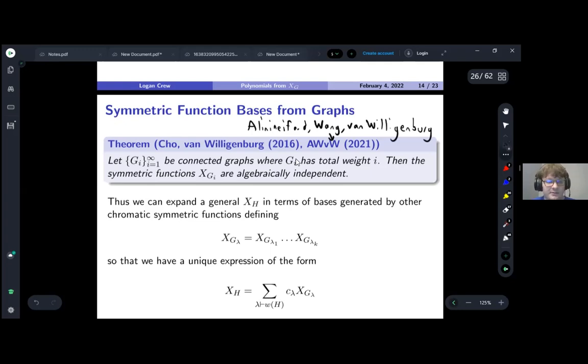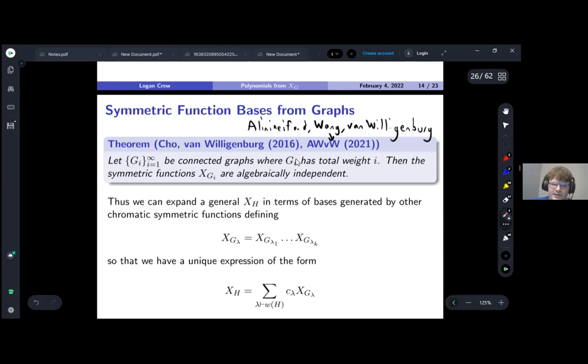We clearly need graphs to be connected. If they're not connected, then they factor as a product. But if we have a family of connected graphs, one for each positive integer, and where g_i has total weight i, then in fact their chromatic symmetric functions are algebraically independent. We kind of would hope this would be true, and it's not hard to show it is true, but it is nonetheless nice for it to be written down very simply that this is in fact true.